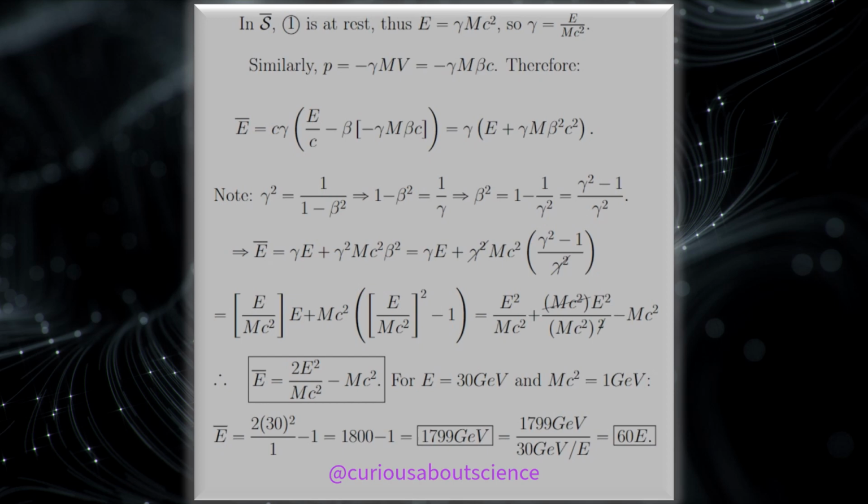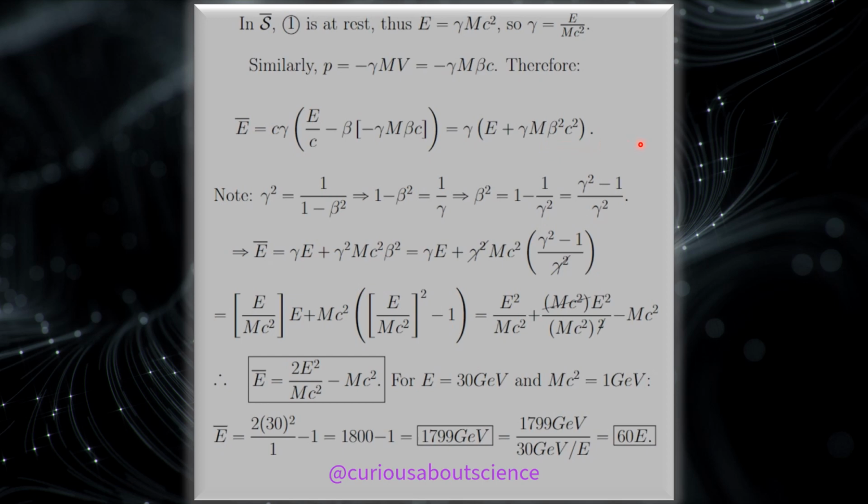Therefore, if we want to find out what E bar is on particle 2, we have from two slides ago, E bar is equal to c gamma, the speed of light, times E over c minus beta times negative gamma big M beta c. So we have a lot of c's, a lot of gammas. Let's go ahead and consolidate. We distribute the c in, so E is standing by itself, and we have a c squared in the bracket term. The two negatives cancel, and we're left with a factor of gamma m beta squared c squared now. Pretty easy to deal with.